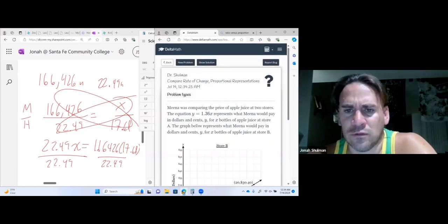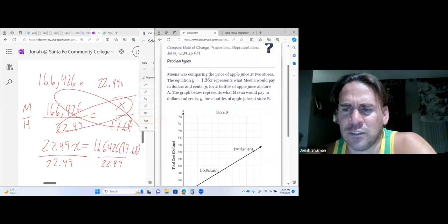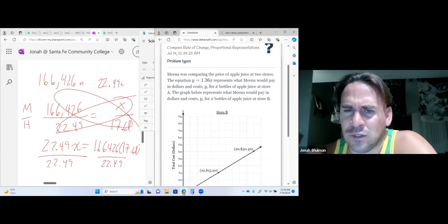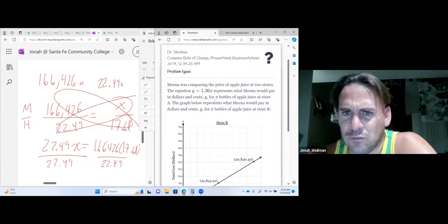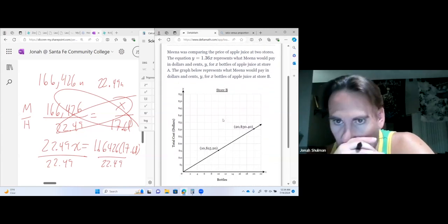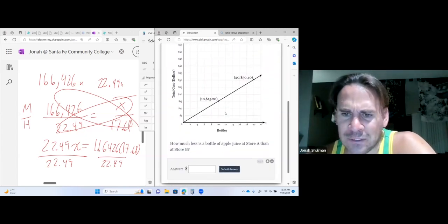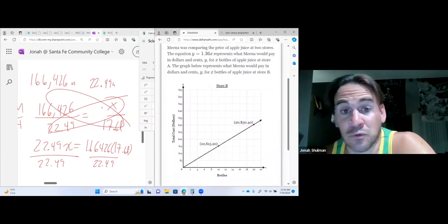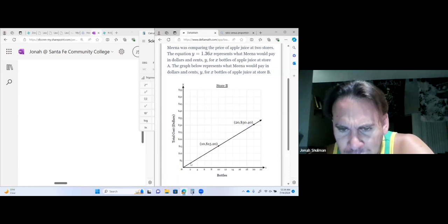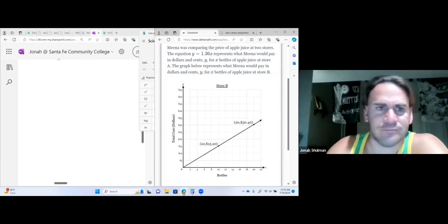All right, let's do the third one. So we got our girl Mina, who was comparing the price of apple juice at two stores, and she got this constant of proportionality. So that's how much she's paying at store A, and then this is store B. So how much less is the bottle at A instead of B? This is basically saying it's $1.36 per bottle. But we don't know what this is at one, I can't see it, but I can use this to figure it out.